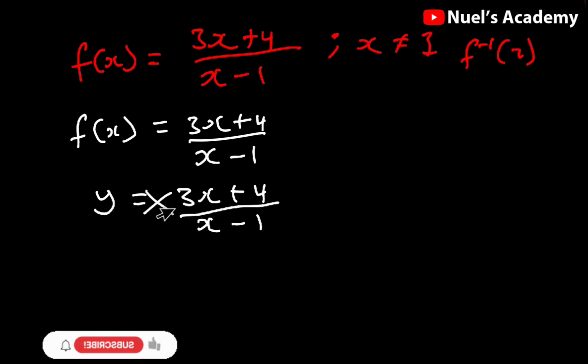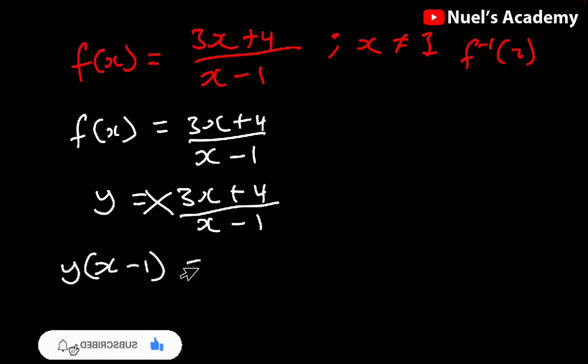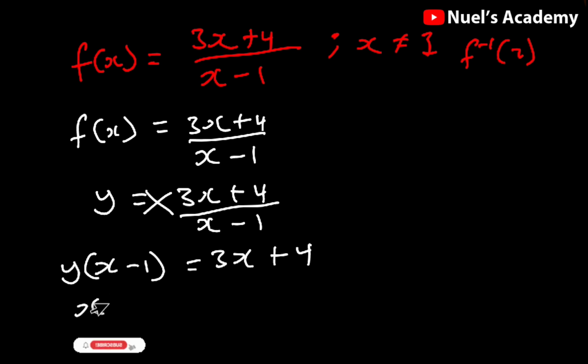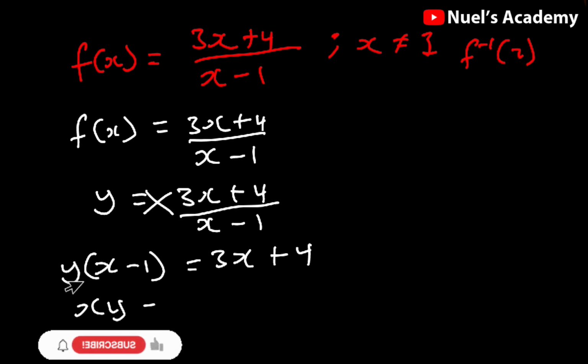So let's cross multiply. We have x minus 1 times y. So we have y multiplied by x minus 1. This will be equal to 3x plus 4. y times x is xy, minus y times 1 is y. This is equal to 3x plus 4.